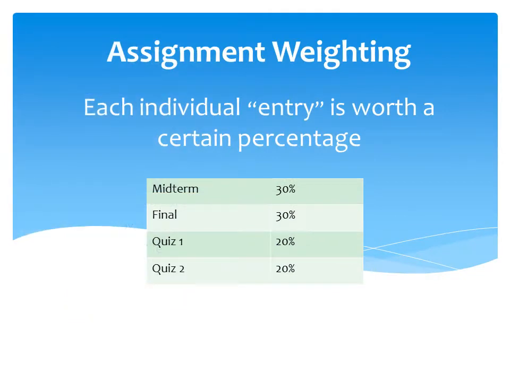In assignment weighting, you give a percentage weight to each individual entry you'd put into your gradebook. For example, Unit 6 homework assignment, Chapter 2 vocab quiz, the Great Gatsby symbolism essay. Each of those assignments, quote unquote, is worth a certain percentage of the grade. In our example class, the midterm and final were both worth 30% each, and each quiz was worth 20% for a total of 100%.